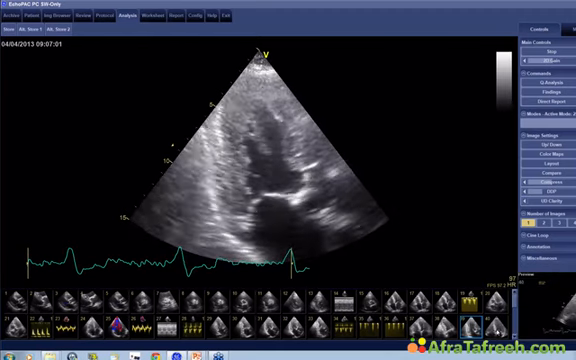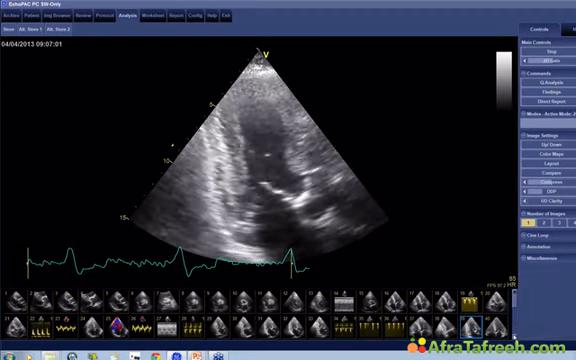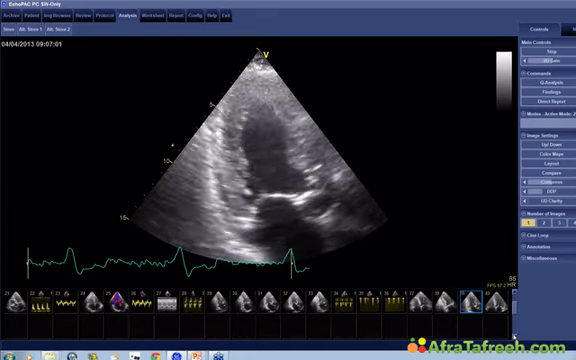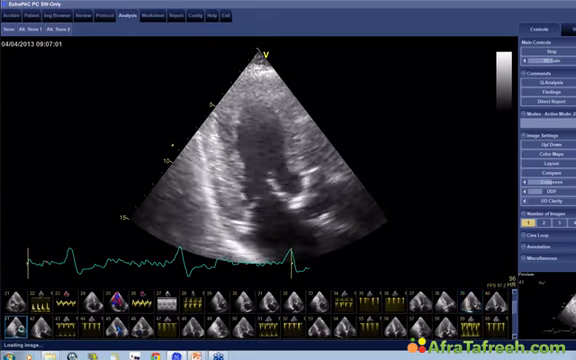How would you all think that left ventricular function is? Well, I assume most of you think it's abnormal. Well, I think so too.